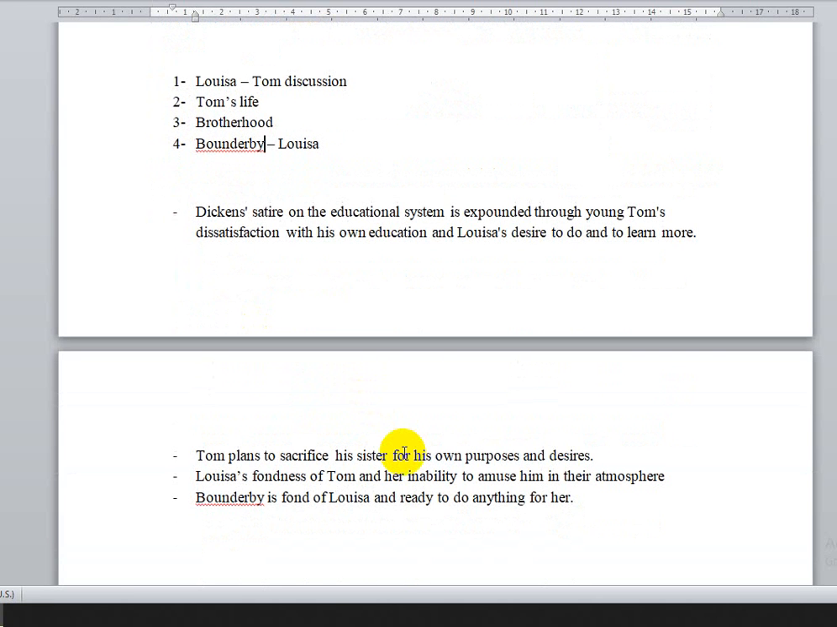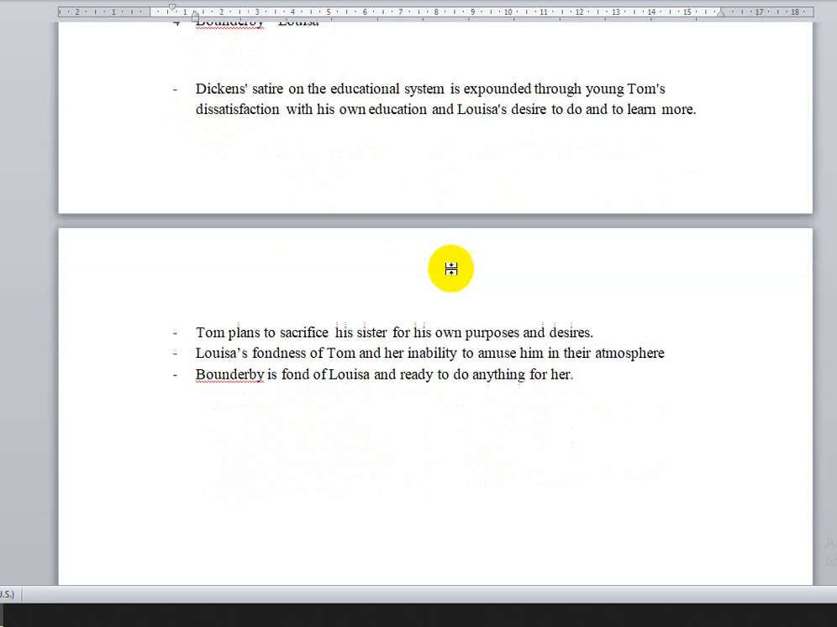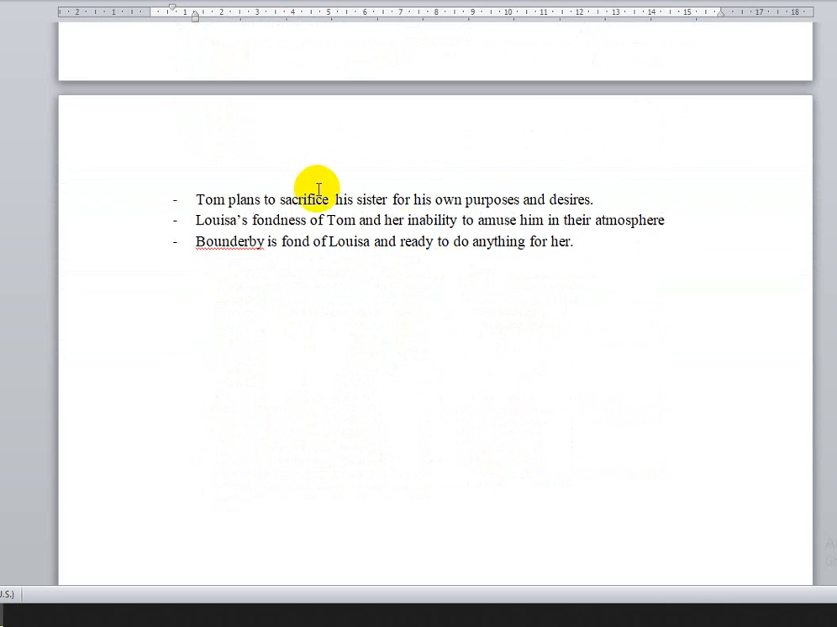So Dickens' satire on the educational system is made clear here. Tom's dissatisfaction with this education and Louisa's desire to do more and learn more. Tom plans to sacrifice his sister for his own purposes and desires. Louisa's fondness of Tom and her inability to amuse him, while Bounderby is fond of Louisa and ready to do anything. This is the summary of our chapter 8, Never Wander.